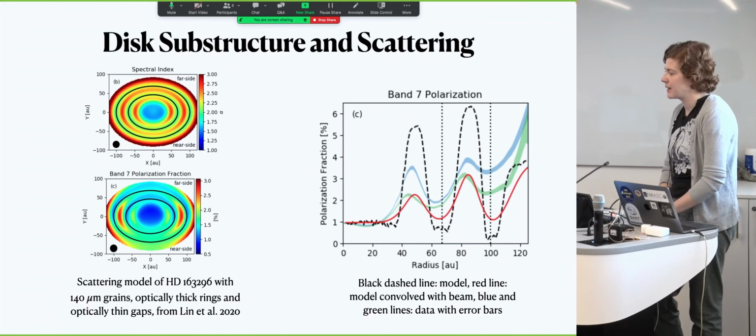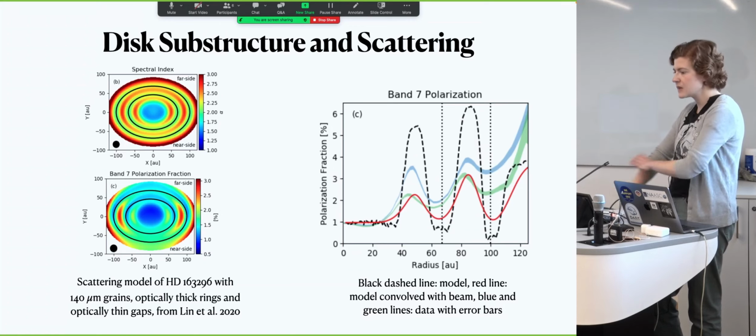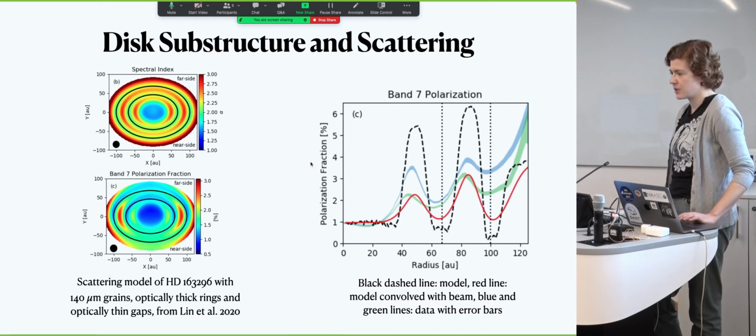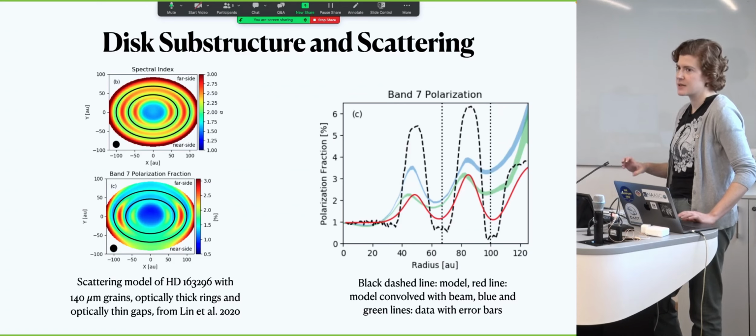So now I want to go back to some of the possible sources or resolutions to that discrepancy between dust grain size estimates from scattering and those from SEDs. Like I said earlier, disk substructure is something that can affect the dust grain size estimates that you get from both of those techniques. This is showing some models of HD 163296, where in these models the disk has optically thick rings and optically thin gaps.